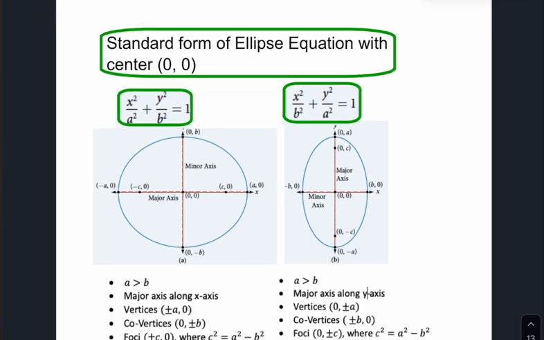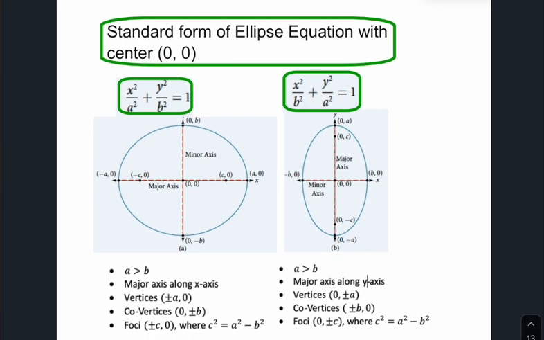So what is the equation for the ellipse at center 0, 0? I think the only thing you need to copy are those things right there. You might notice they look a lot like a circle. So x squared over a squared plus y squared over b squared equals 1. You'll notice they're both squared and both positive, except now we have some fractions.